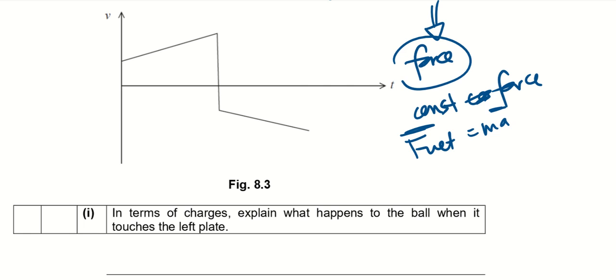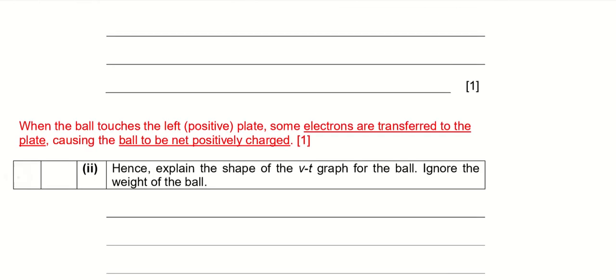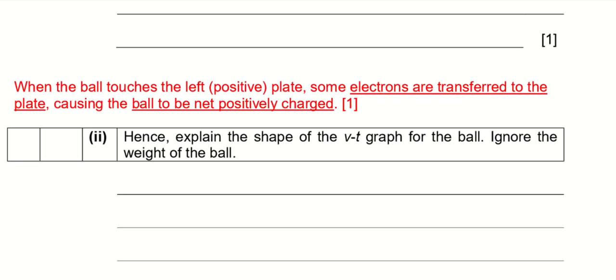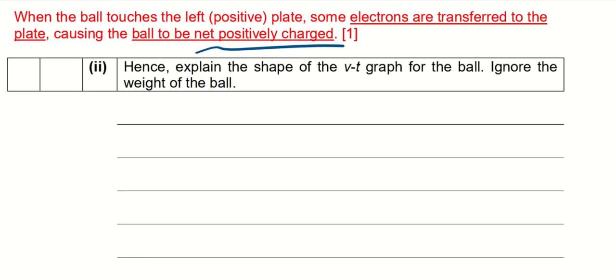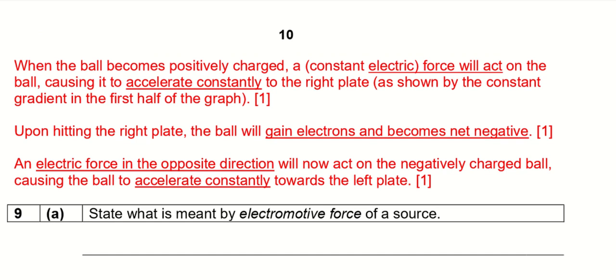In terms of charges, explain what happens to the ball when it touches the left plate. When the ball touches the left plate, some electrons are transferred to the plate, causing the ball to be net positive charge. And hence, explain the shape of the v-t graph. Ignore the weight of the ball. Now, when the ball becomes positively charged, right, it touches the net positive plate. There will be a force acting on it, causing it to accelerate constantly to the right plate. So upon hitting the right plate, the ball will gain electrons and become net negative.